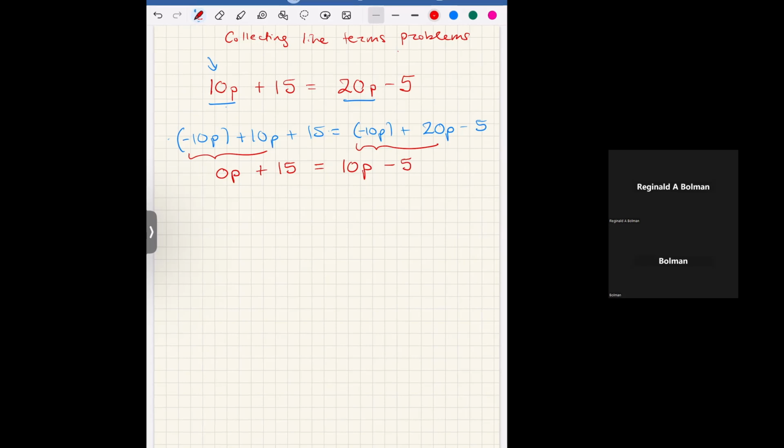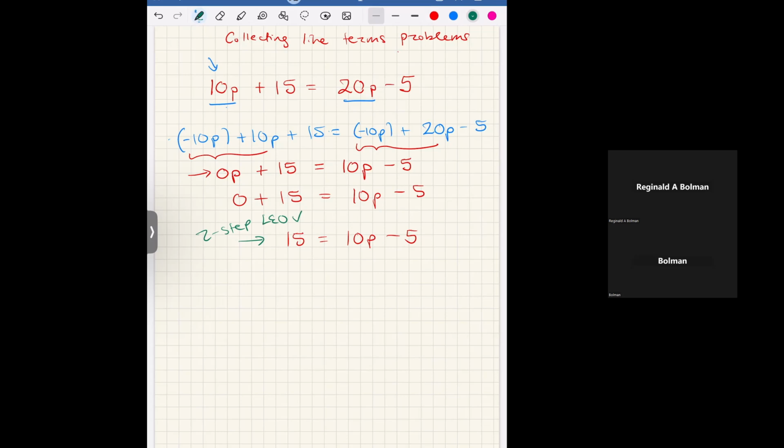The next step, we're going to carry this forward. We see a 0p. That's just 0. So you've got 0 plus 15 is equal to 10p minus 5. 15 plus 0 is just 15. Okay. Now we have a two-step LEOV.